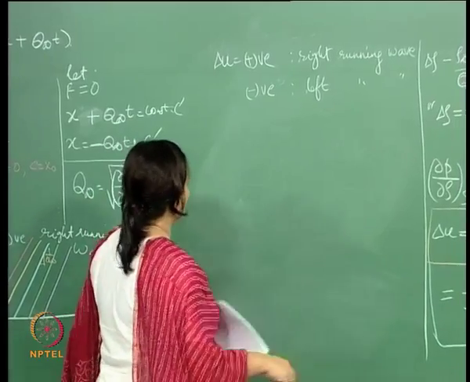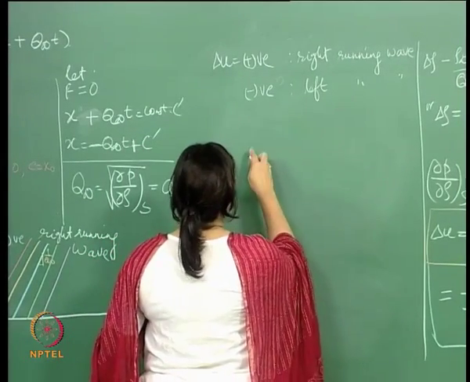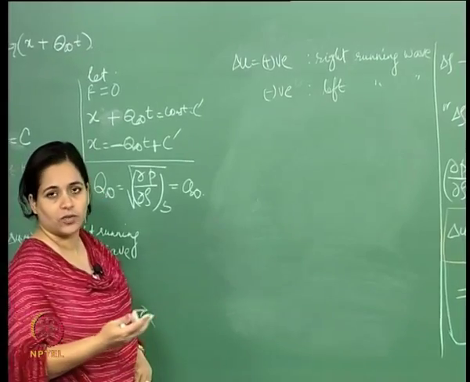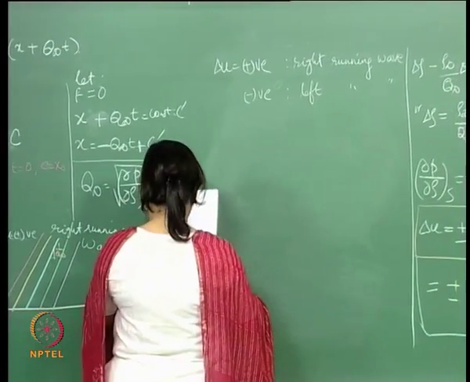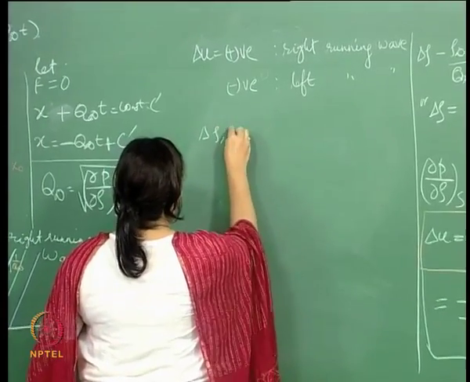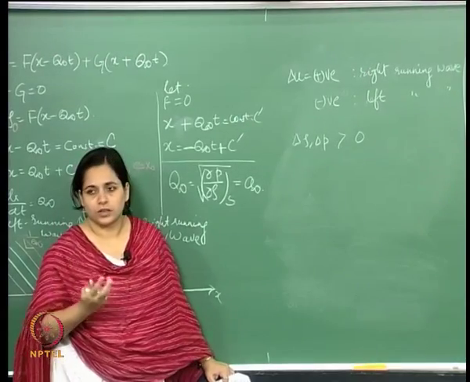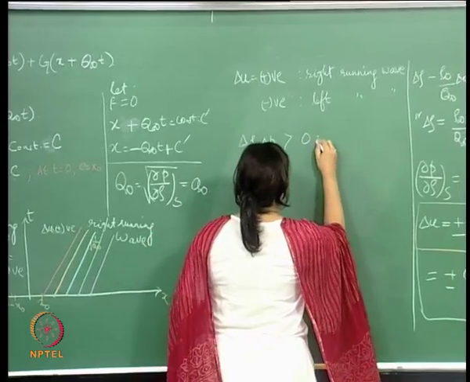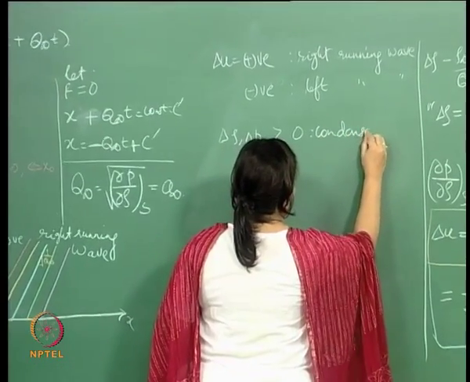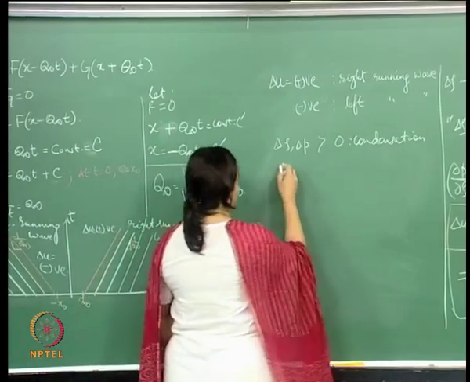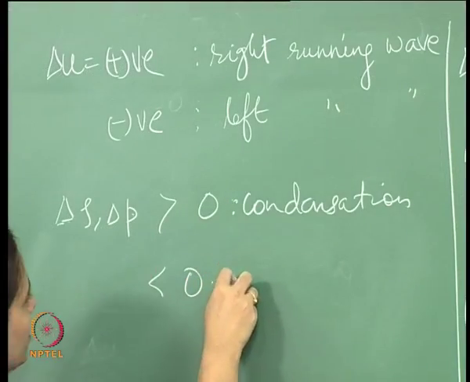Okay. So, say delta u is positive. Then I have a positive delta p and a positive delta rho. Now, what does that mean? So, delta rho is greater than 0. We have a perturbation in the density and pressure which is positive. What this means is that there is a condensation. And if it is negative, then it is called rarefaction.